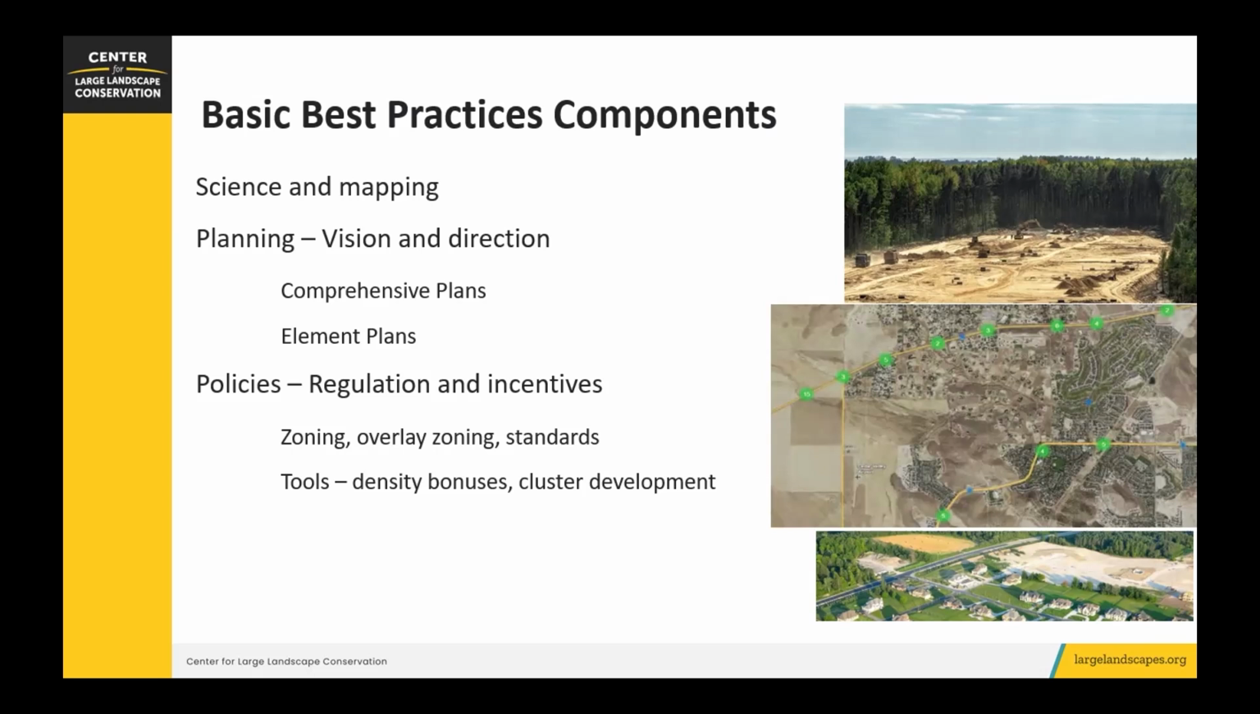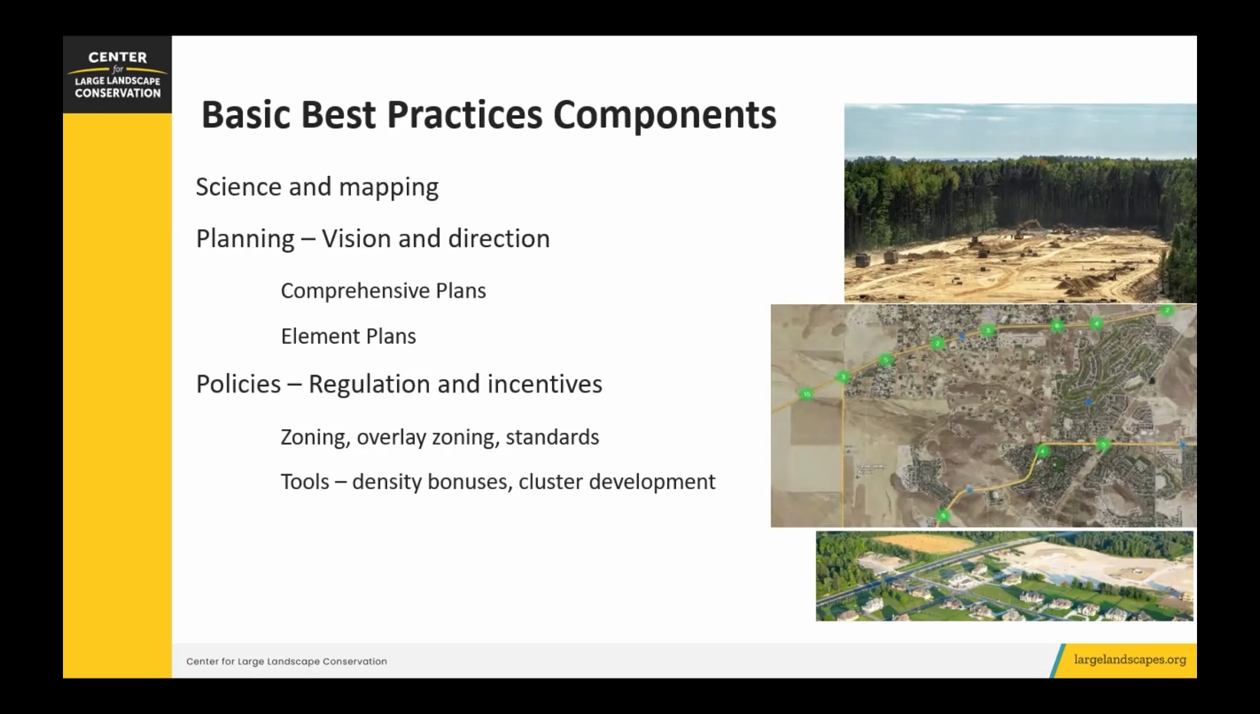So that's that vision. And then an element plan is actually a more detailed piece of a comprehensive plan. So you can have a transportation element. You could have an open space element. You could have a wildlife connectivity element plan, for instance.